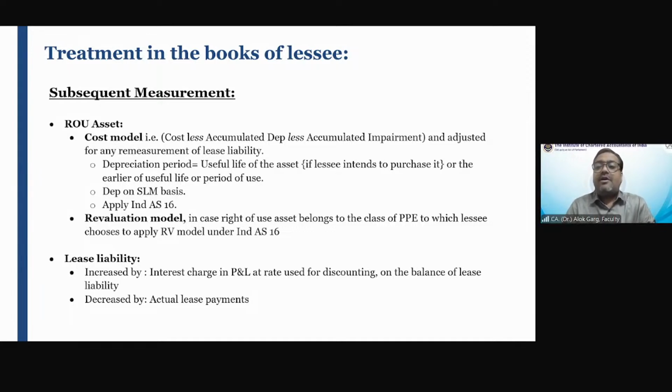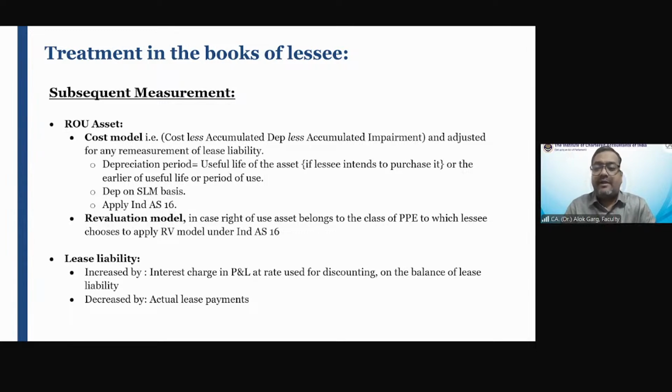Friends, if I talk about lease liability, since it is a present value of future lease payments, and this present value is arrived at after discounting, at whatever rate you have discounted, you have to unwind the discount. It means you have to add the interest over the lease liability.